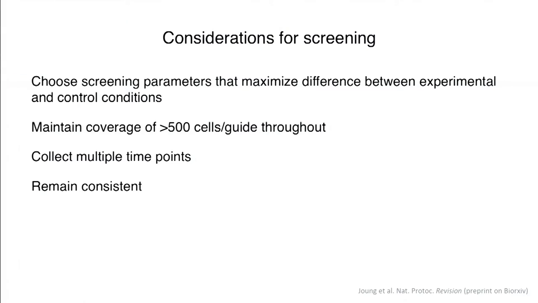The considerations of screening, it's very important to choose screening parameters that really optimize selecting for cells with the phenotype that you want versus cells that you don't want. So usually for new screens, we recommend trying to determine, for example, the optimal drug dosage by figuring out with a positive or negative control that we know from literature. And of course, these things are a little bit nebulous, so sometimes you may have to just do the screen, collect multiple time points, and see which time point you get the most difference between your experimental and control conditions. And again, maintaining a coverage of over 500 cells per guide at least is very important.